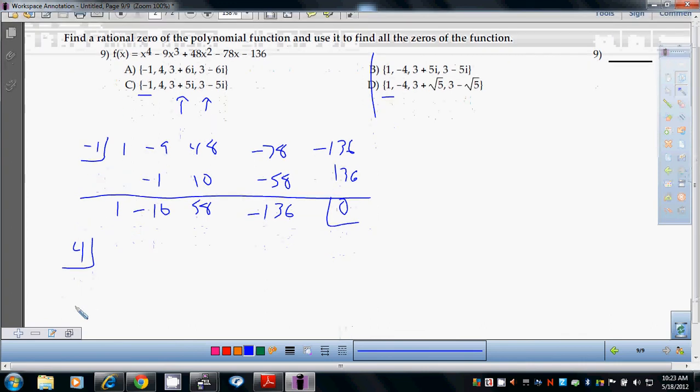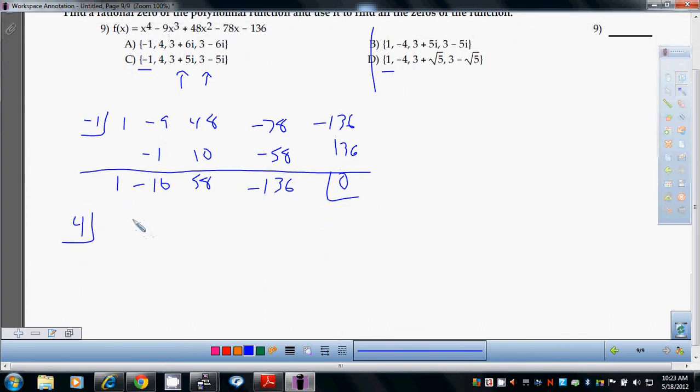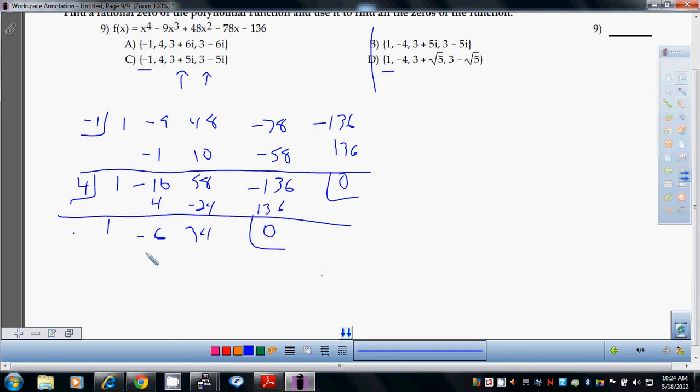Actually, it doesn't. That way you had to try the rational, the imaginary root. So, actually, let's take the 4 out of this row. 1, 4, negative 6, negative 24, 34, 136, 0. So, our depressed polynomial is x squared minus 6x plus 34. Now what do I do?